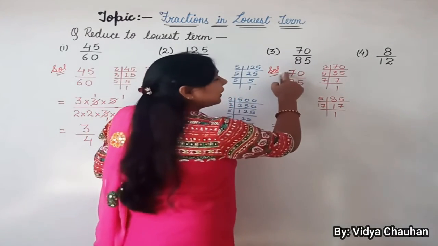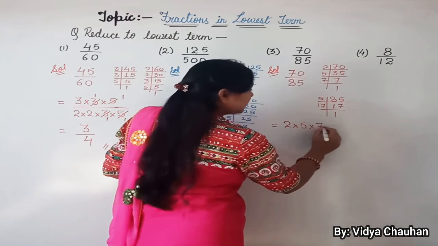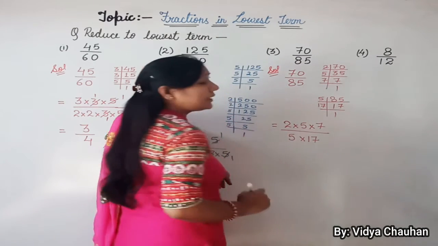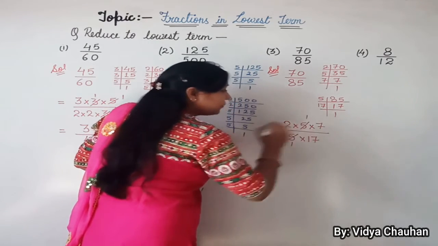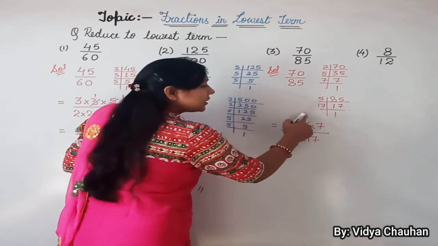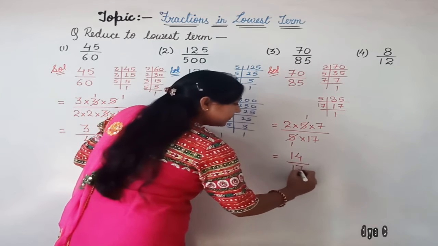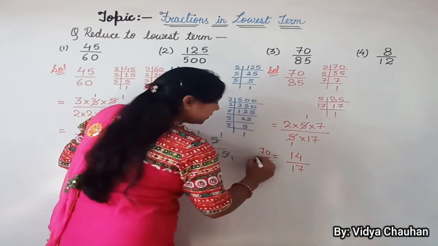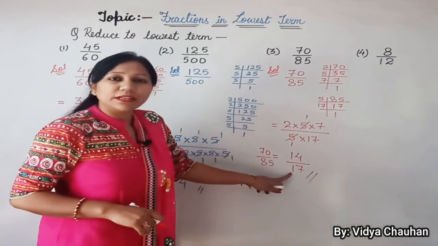Now in the next step, write the factors for 70. So that is 2 multiplied by 5 multiplied by 7. Factors of 85, 5 multiplied by 17. So what is the common term which you can simplify? 5 1s are, 5 1s are. Only this much? Yes. Now the rest of the terms, 2 1s are 2 and 2 7s are 14. 1 17s are 17. So what is the lowest form for 70 upon 85? It is 14 upon 17.